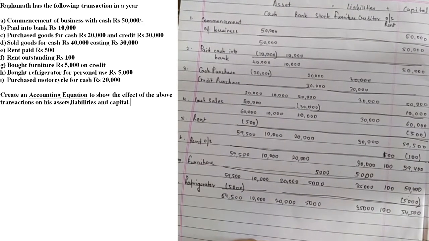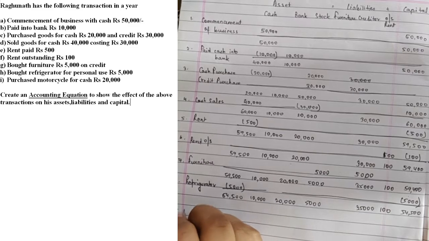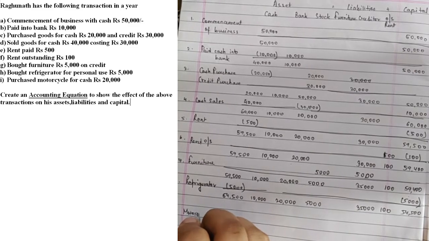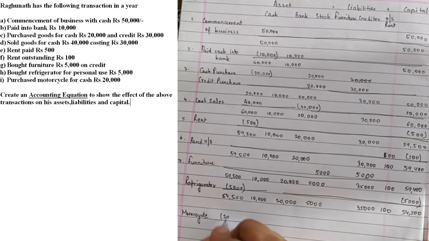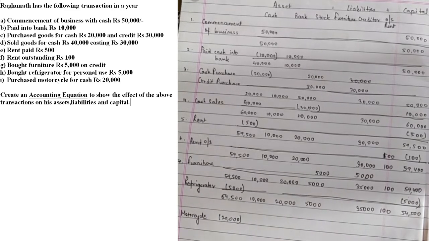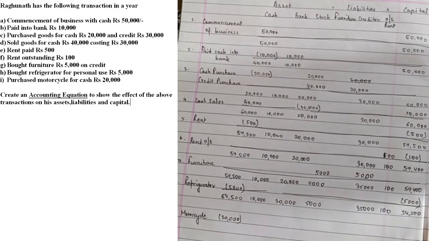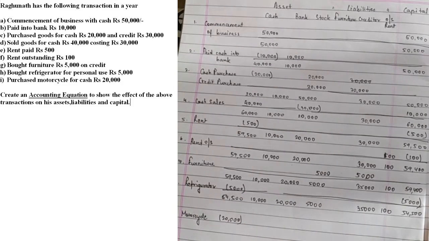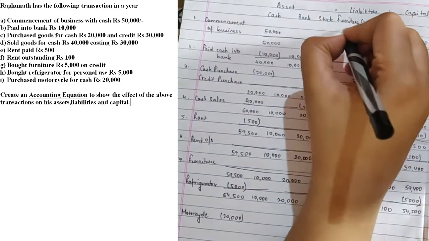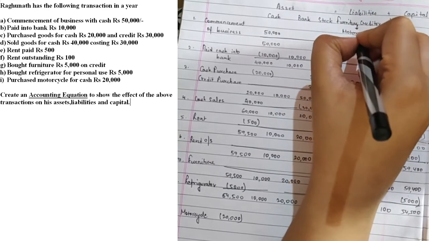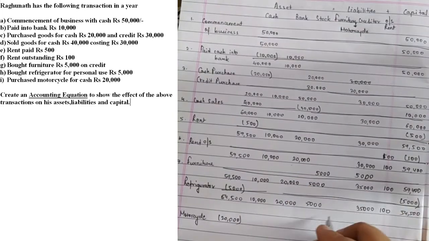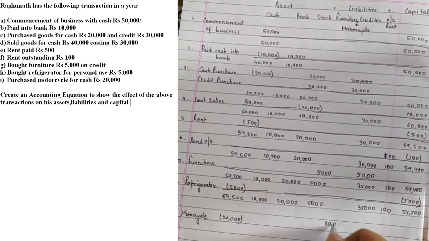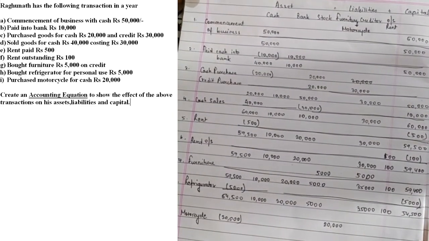Now the last transaction is purchased motorcycle for cash. So we have paid cash. My cash will get reduced by 20,000. By paying this cash, we have acquired a motorcycle. Since I'm not having space, I'm just mentioning it down. So the asset has increased by 20,000 in the form of motorcycle.